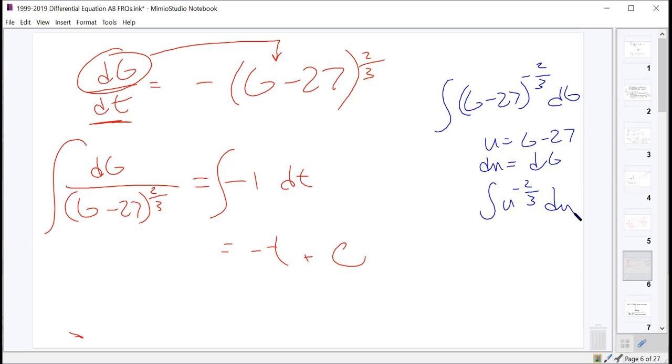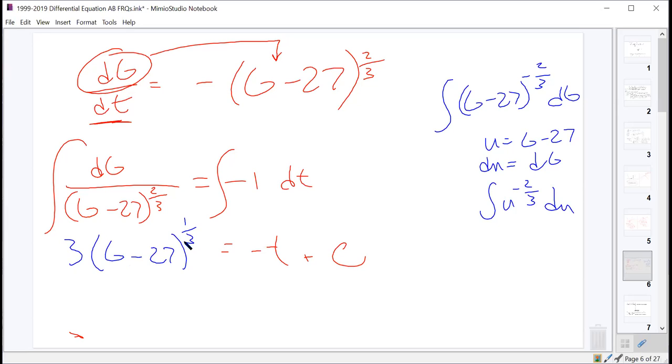All right. So we integrate u to the -2/3. That goes up to u to the positive 1/3. We divide by 1/3. Okay. So that should become, if we divide by 1/3, 3u to the 1/3, or 3 times (g minus 27) to the 1/3. And we don't need to put a constant on the left-hand side, right? Because a constant on the left and a constant on the right is just a constant on one side or the other.